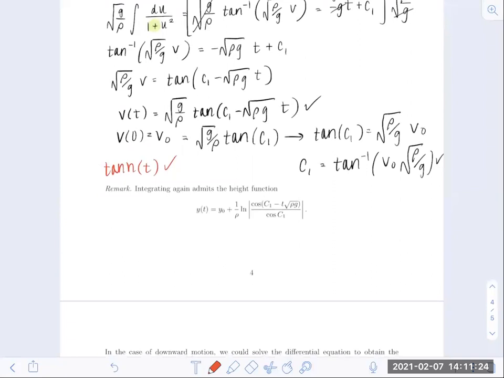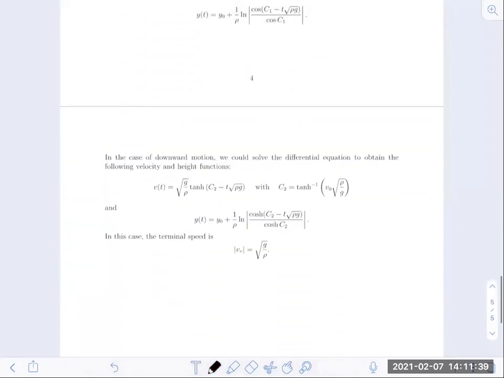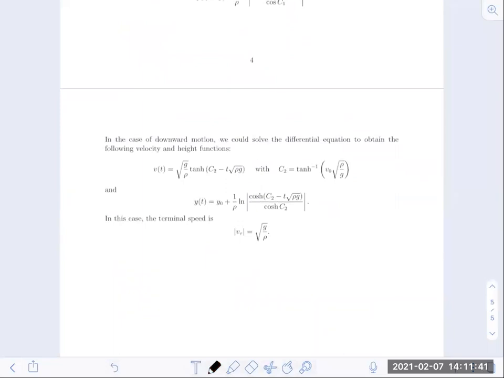All right, this remark at the end says, look, we're not going to do it, but we could integrate once more and then obtain the height function. So a very similar process would get you down to this y of t function. And so we end the section just discussing that, look, we could go through and use downward motion. All that changes is that the absolute value of v becomes negative v instead of positive v, like we had up above.